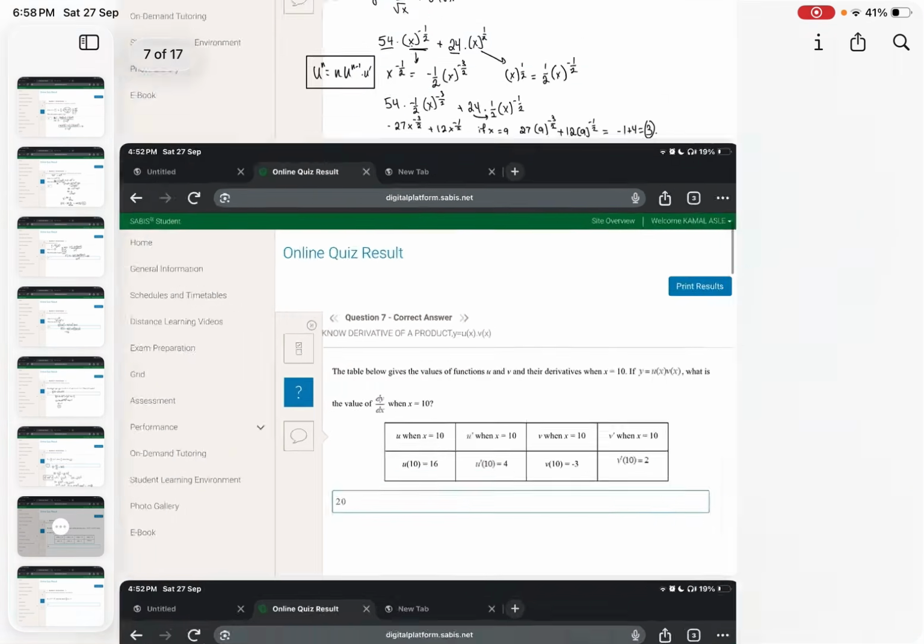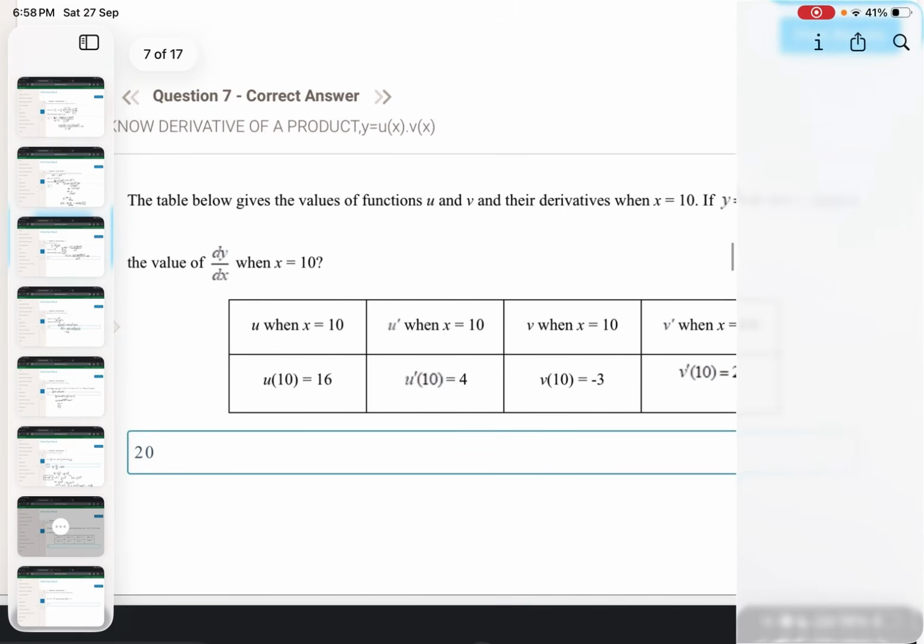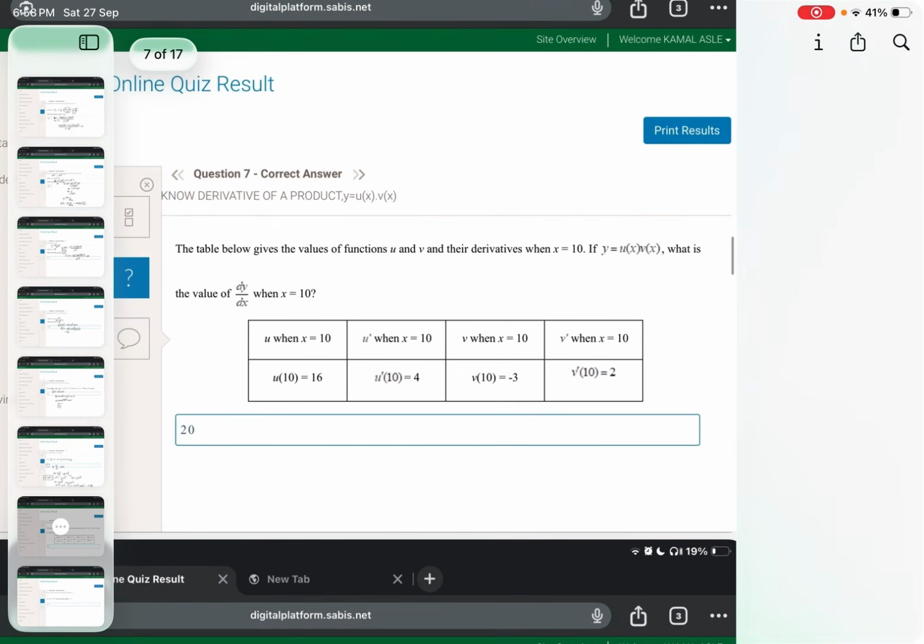Question number 7. They said that u of 10 is equal to 16, and u prime of 10 is 4. Here v of 10 is negative 3, and v prime of 10 is 2. So they said if y is equal to u of x times v of x, what is the value of the derivative? They want dy over dx, which is y prime, when x equals 10.